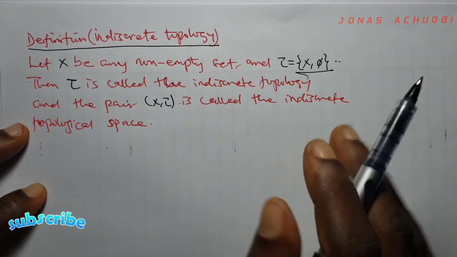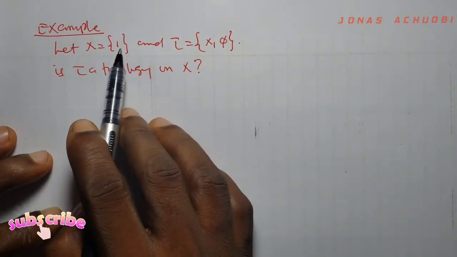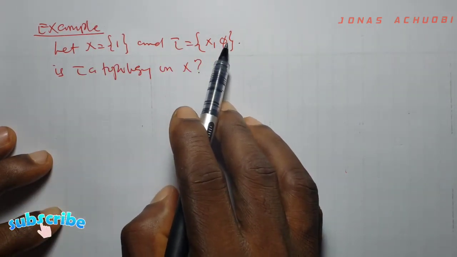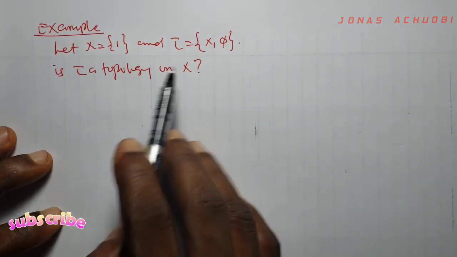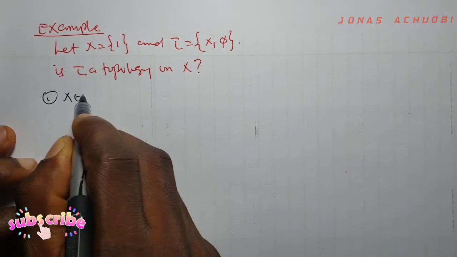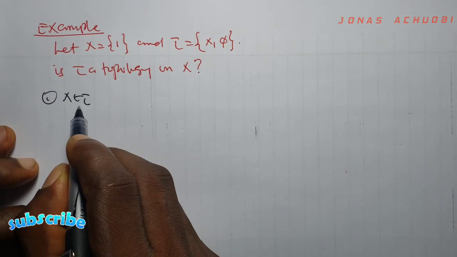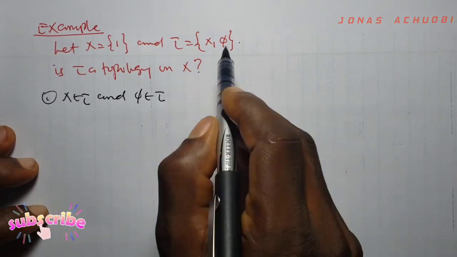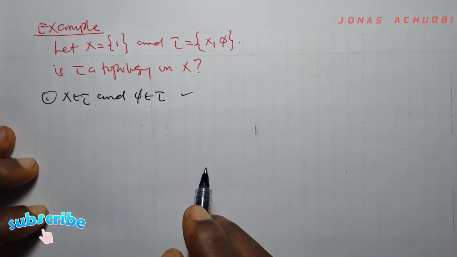Let us construct an example to illustrate what this really means. Example. Let X be the set with just one element 1, a singleton set. And let our collection tau be defined as X and phi. Question: is tau a topology on X? So we have to verify the conditions for a topology. The first being that X must be an element of tau. Is X in tau? Yes. X is an element of tau. Second one says that phi must also be an element of tau. Is phi in tau? Yes. Phi is an element of tau. So the first condition is checked.